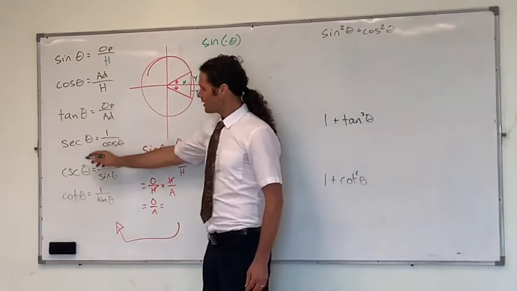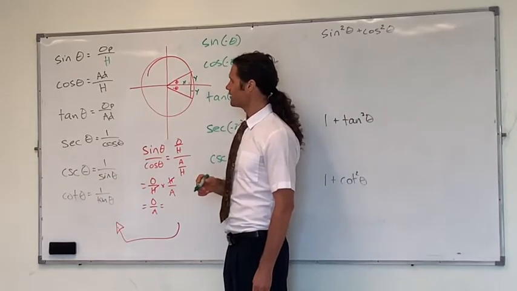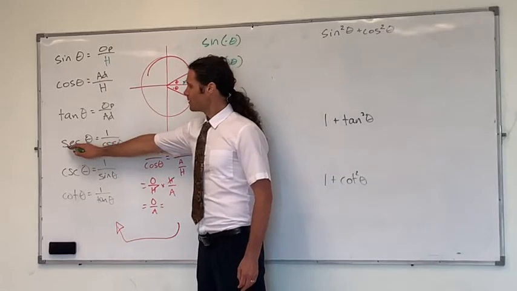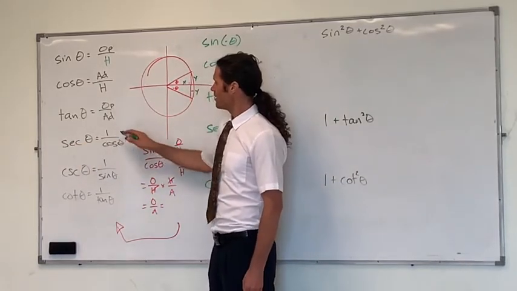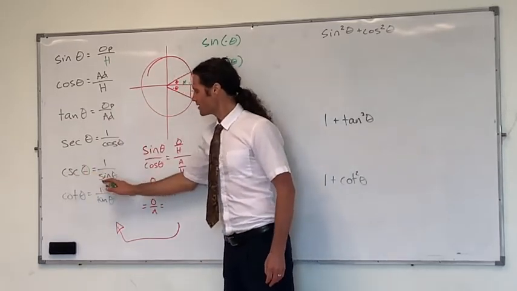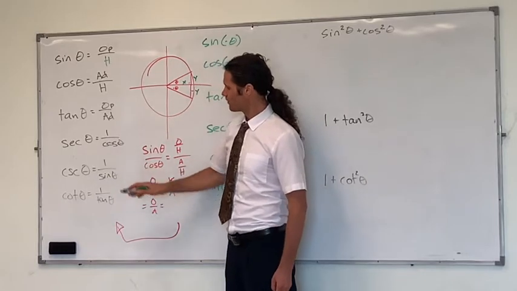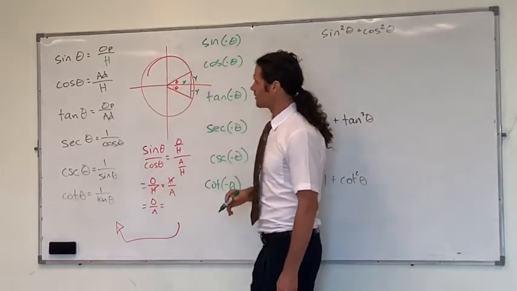And then we've got secant, cosecant, and cotangent, which are our reciprocal identities. Secant, you can remember maybe the s and the cosine. S and c go together. Secant is 1 over cosine. Cosecant, again, remember the c and the s go together. Cosecant is 1 over sine, and then cotangent is 1 over tangent.